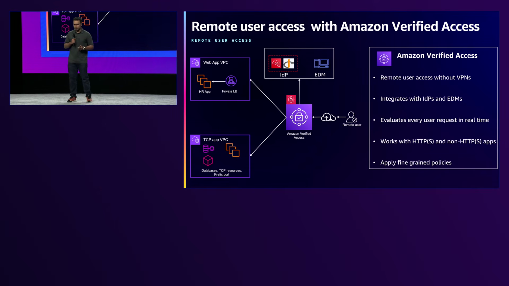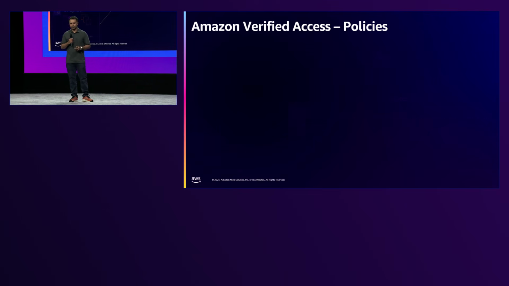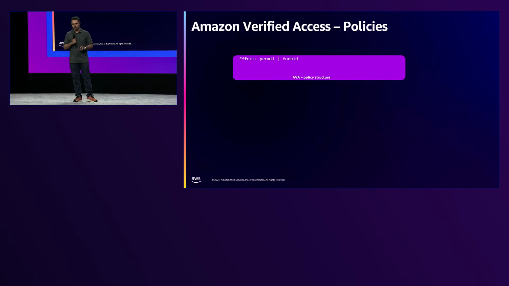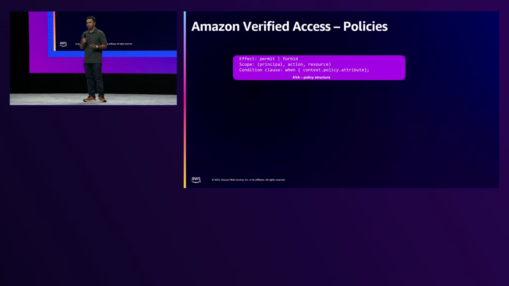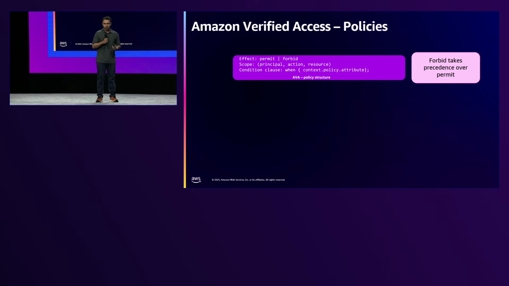Now we spoke about policies, so let's dive into an AVA policy and see what it looks like. So first we define the structure. You have to provide an effect, which is permit the request or forbid or deny the request. Then optionally, you can provide specific values for principal, action, and resource. And then there is a condition clause, wherein you can provide match statements on the contextual information about the user. Pro tip here is forbid always takes precedence over permit.